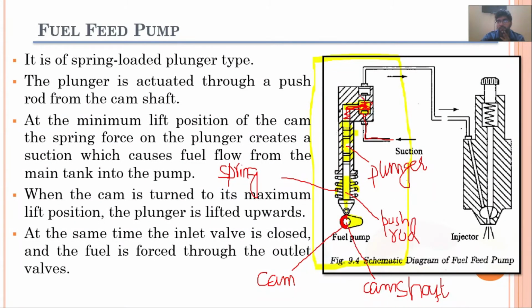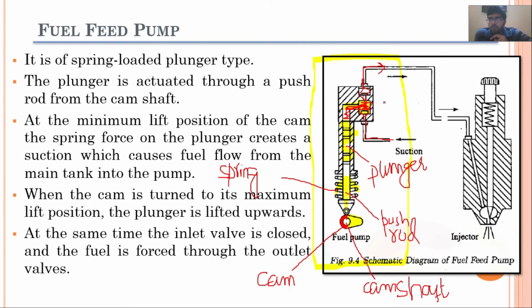and your fuel will flow through this discharge line because your outlet valve has now been opened. And then it will move towards the other components of your mechanical injection system. So this is how your fuel feed pump is operating. I hope it is clear now. It is not that difficult to understand.